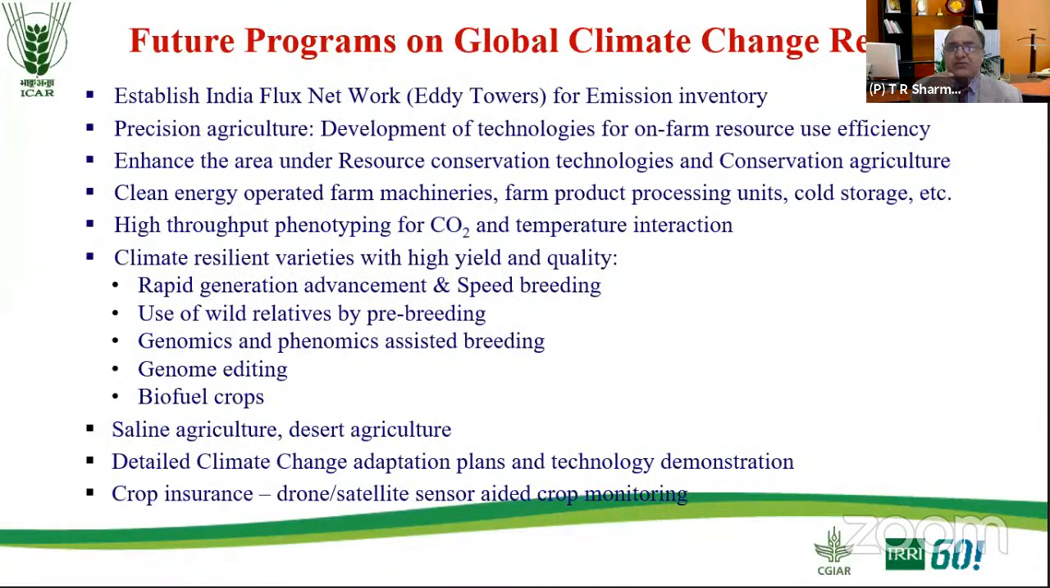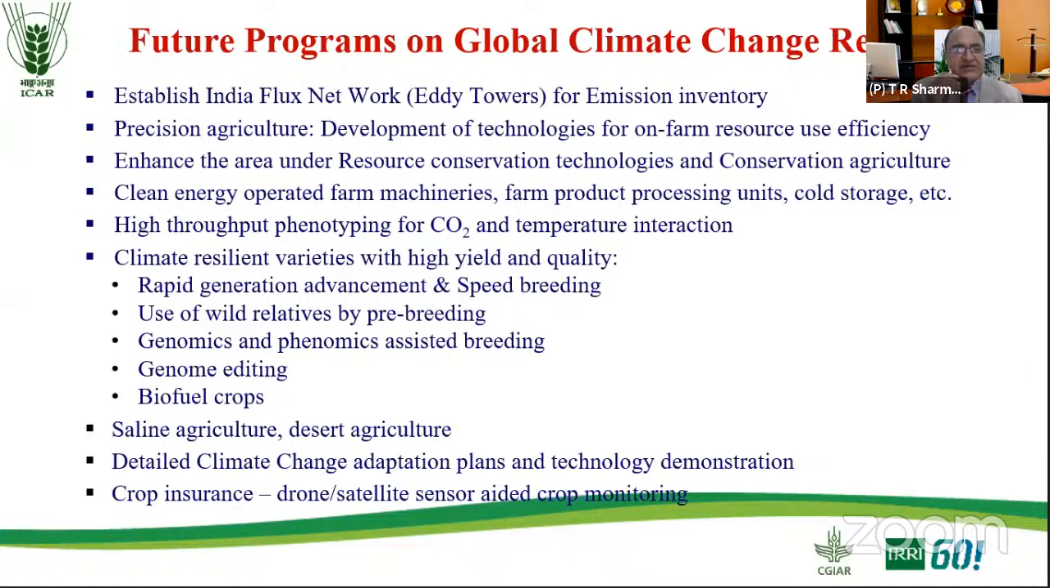So what are the future programs on global climate change in India, which we are working on: to establish an India flux network for emission inventory, then precision agriculture for the development of technologies for on-farm resource use efficiencies, enhance the area under resource conservation technologies and conservation agriculture, clean energy operation, farm machineries, farm products, processing units, cold storages, then climate resilient varieties, high yield and quality, then biofuel and genome editing, etc.